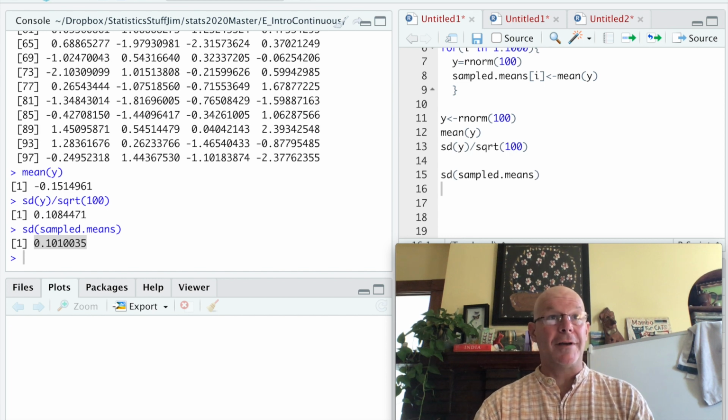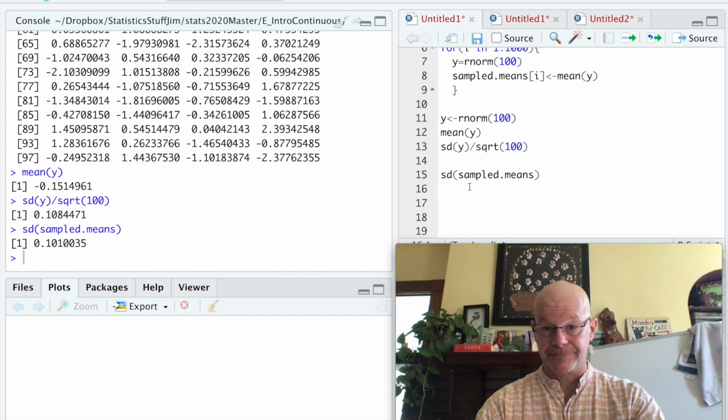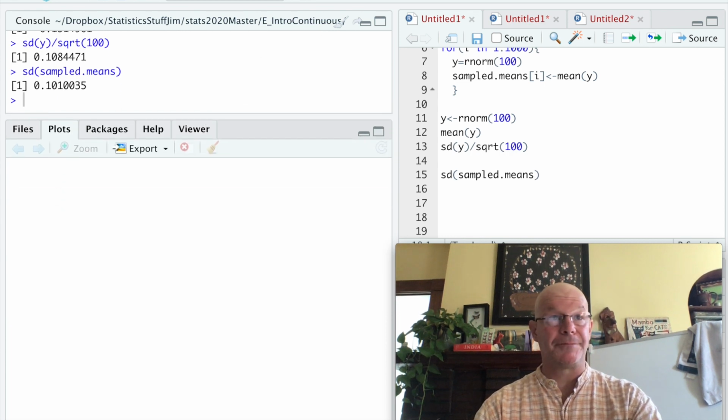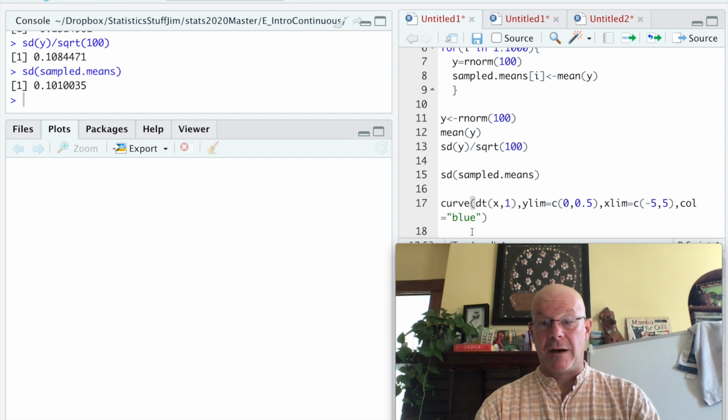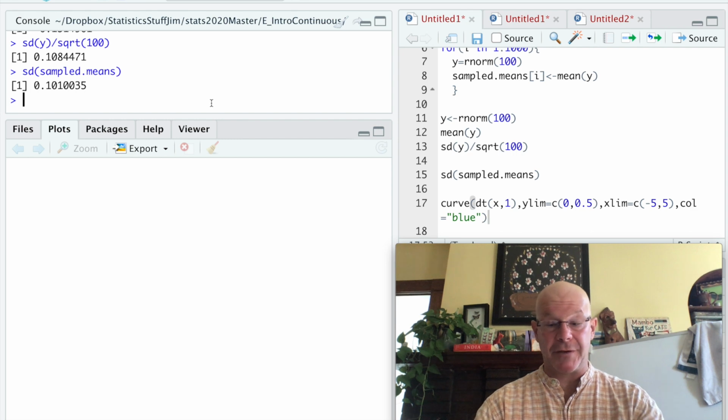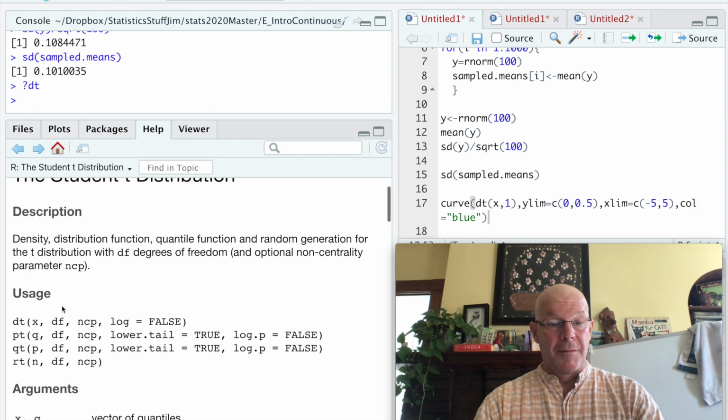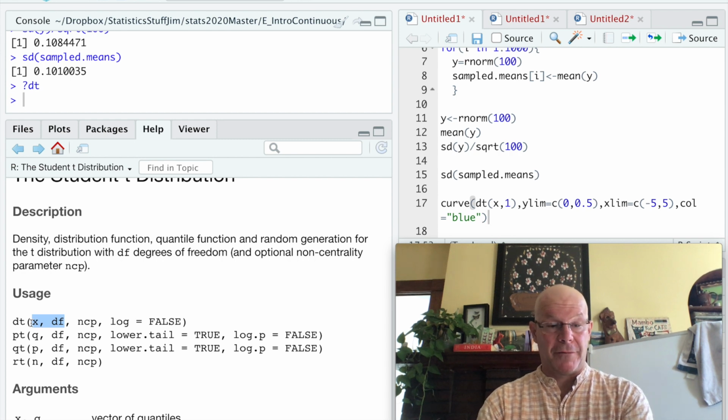And so let's look at a t-distribution. To do this, I will use my favorite little function, curve, and I am going to plot a t-distribution. Now the shape of a t-distribution, if we do question mark dt, we can see that there's two important arguments in here. The first is the value at which we want to know the probability density. But the important parameter is degrees of freedom. And so the shape of a t-distribution is going to change based upon how many degrees of freedom we have.